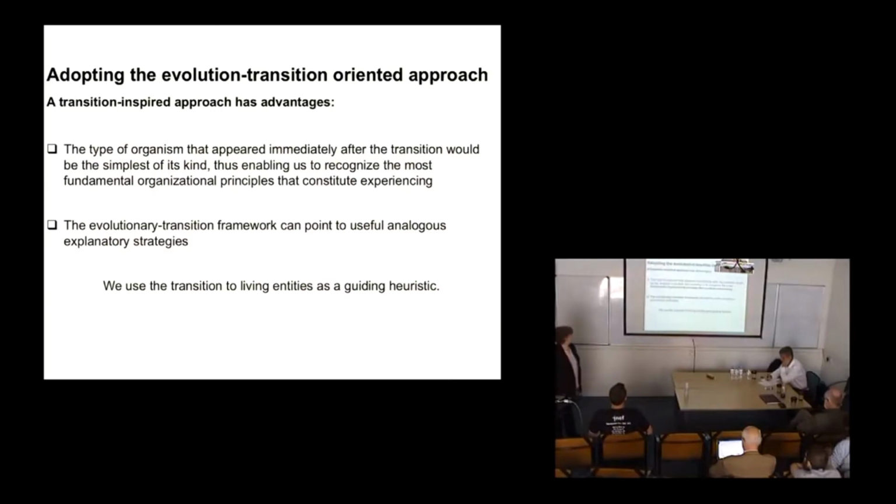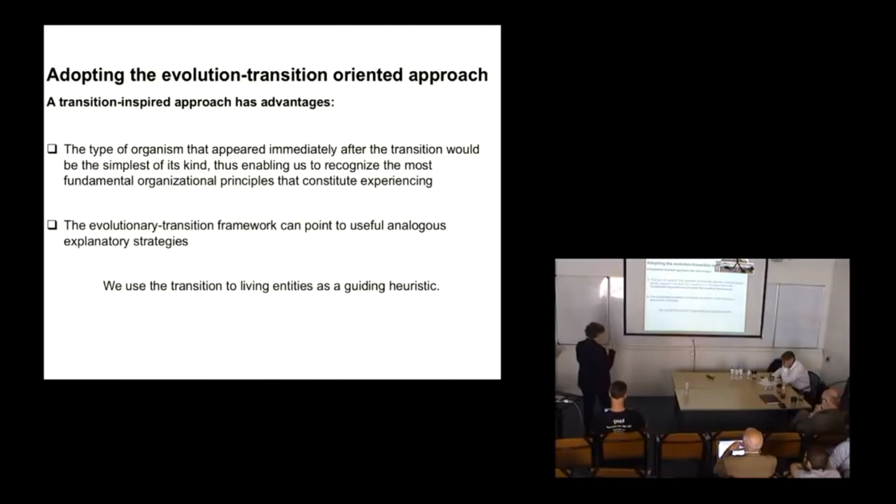Okay, so how do we go about it? The approach that we are adopting is a particular evolutionary approach, which is called the evolutionary transition approach. It's an approach that looks at the origin of a particular trait, the very first origins. The reason that this kind of transition approach is useful is that it points to the type of organisms that appeared immediately after the transition, and this organism would be in some sense the simplest of its kind, and thus it will enable us to recognize the most fundamental organizational principles that constitute the trait of interest, which is experiencing in this case.